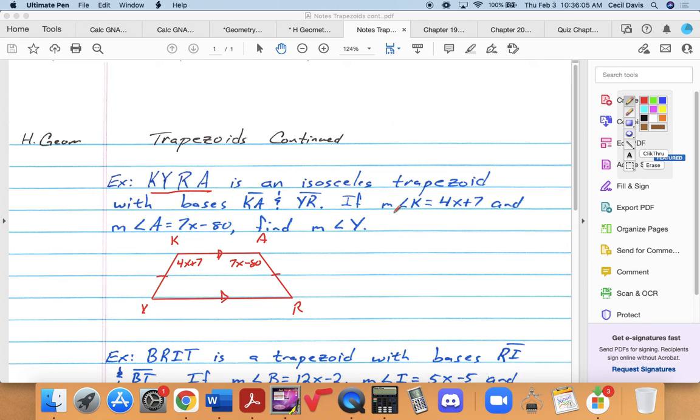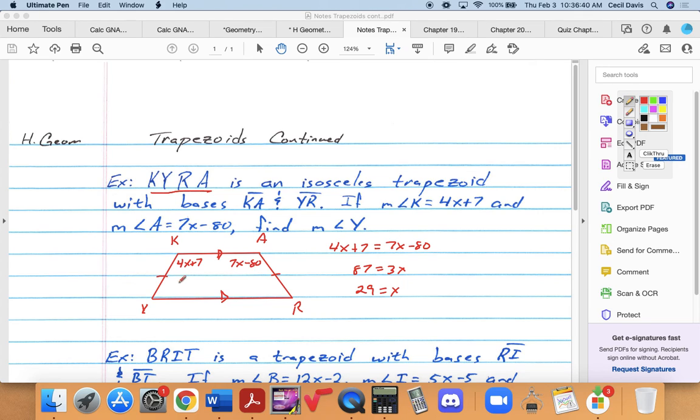Add them together and set it equal to 180. So you're going to take two obtuse angles, add them together and set them equal to 180? No. Set them equal to each other. This is an isosceles trapezoid, so the base angles should be congruent. So 4x plus 7 should be equal to 7x minus 80. So we get 87 is 3x. So x is 29.